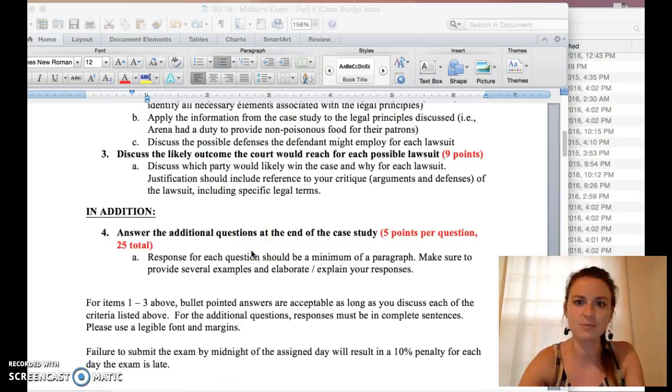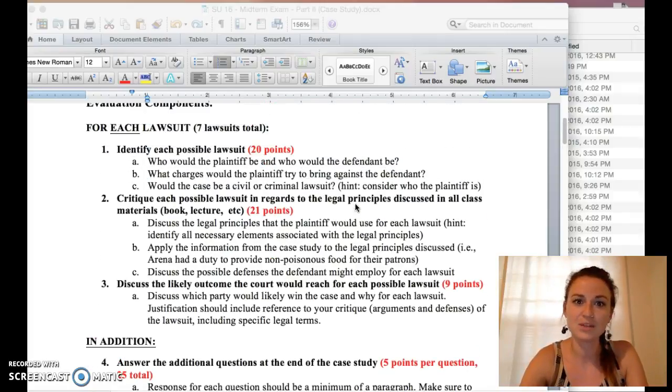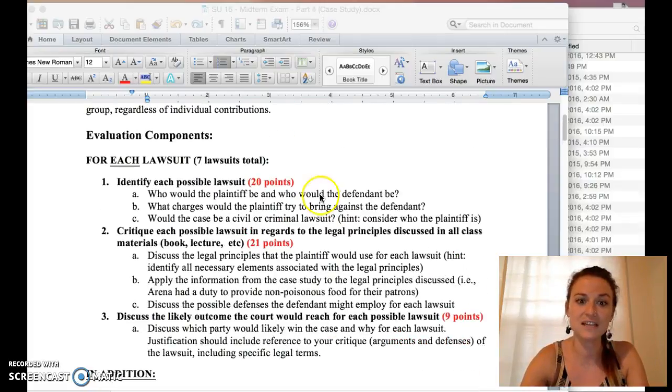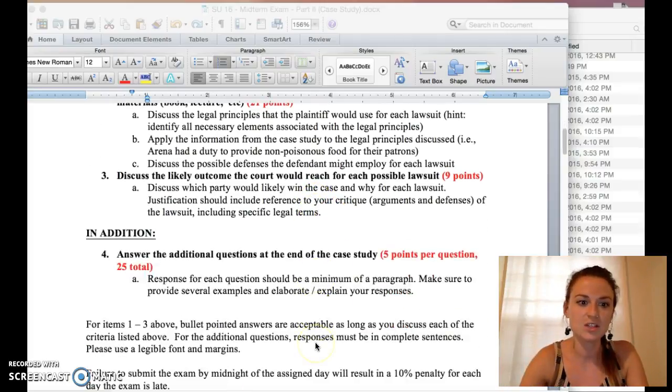Next, after you have presented both arguments from the plaintiff and the defense, you are going to come up with a likely judgment. In this, I want you to tell me which party would likely win the case and why. So what's your judgment and what's your reasoning for that judgment? So you're walking me through the complete lawsuit of what would happen based upon your own judgment and your own understanding of the law.